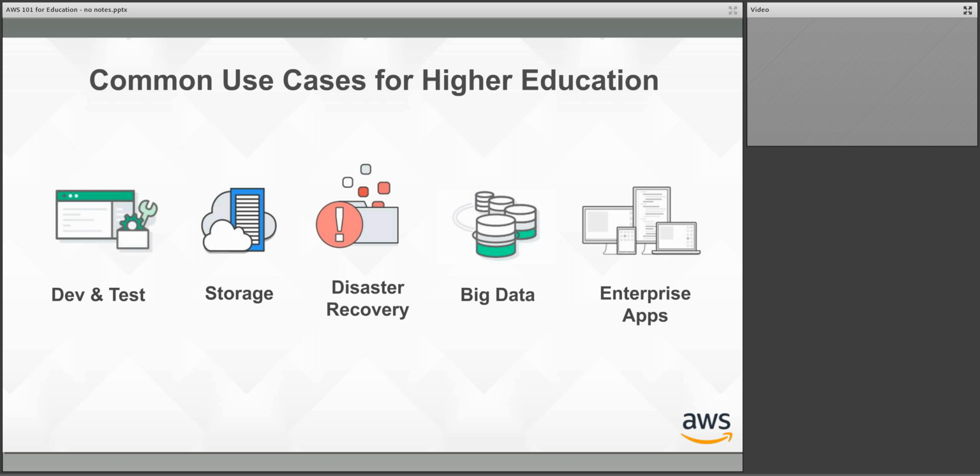Another use for disaster recovery that we see a lot of customers go through and use, secondary sites or failover sites.